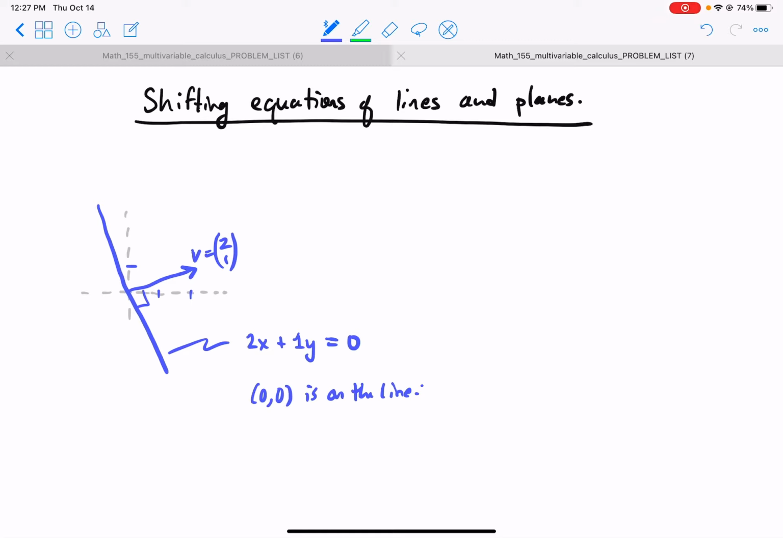How do we know that? Well, because 2 times 0 satisfies the equation. So plugging in gives a true statement.